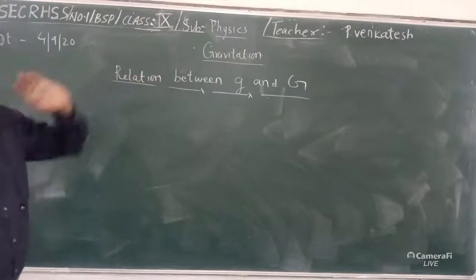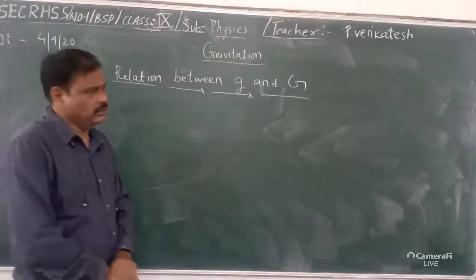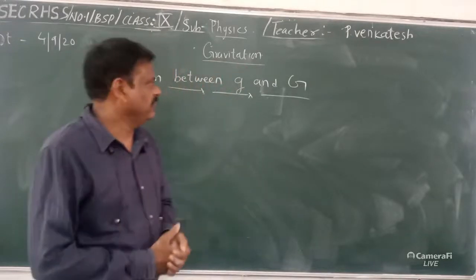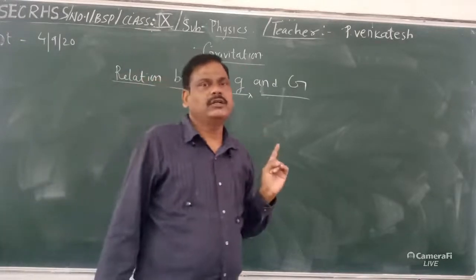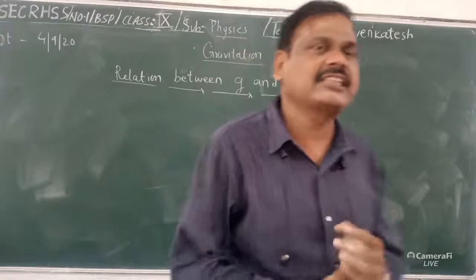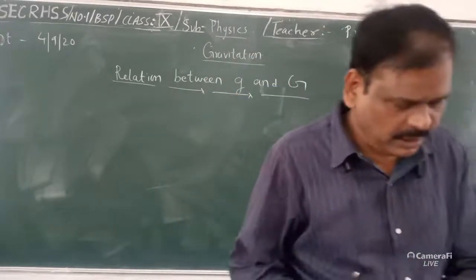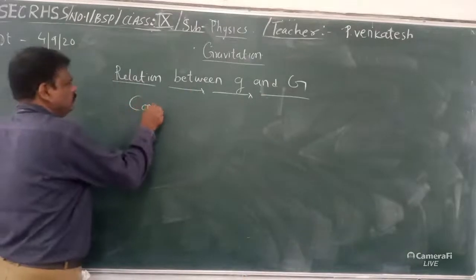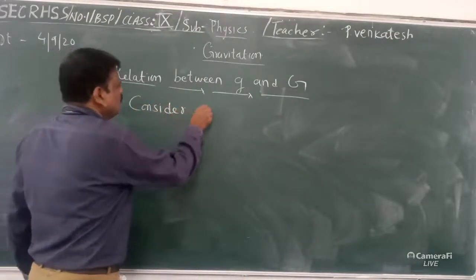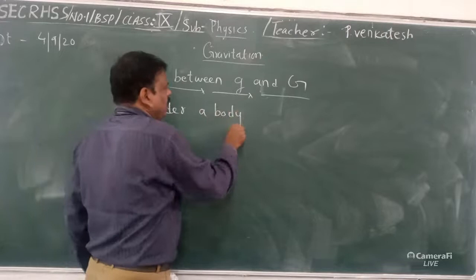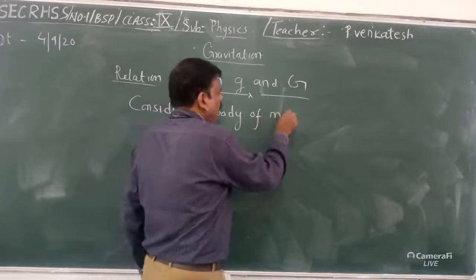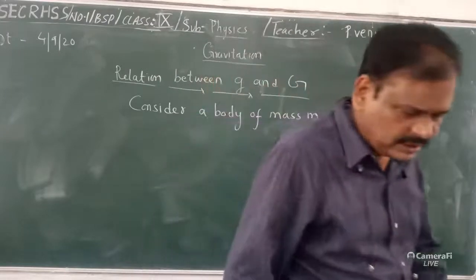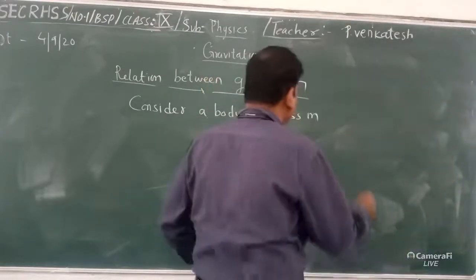Anyway, the relation between small g and capital G. Small g is acceleration due to gravity, and capital G is the universal gravitational constant. Okay. Consider a body, you can take this down. Consider a body of mass m near the surface.